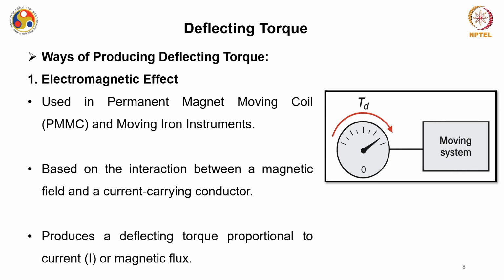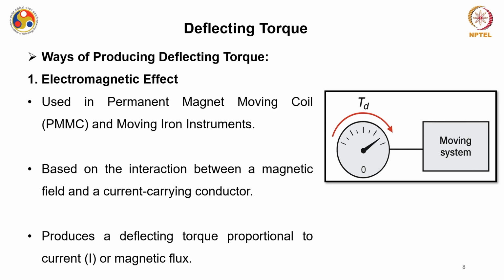So, as I have mentioned, there can be various ways by which this deflection can be produced, like the electromagnetic effect. Mostly this electromagnetic effect is used in, say, PMMC or moving iron kind of instruments, and based on the interaction between a magnetic field and a current carrying conductor, you have a torque developed, which is the deflecting torque.